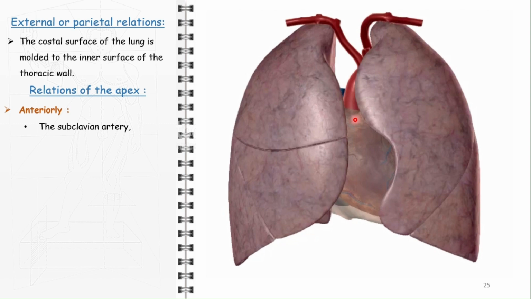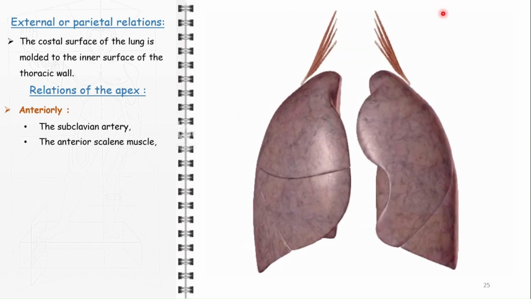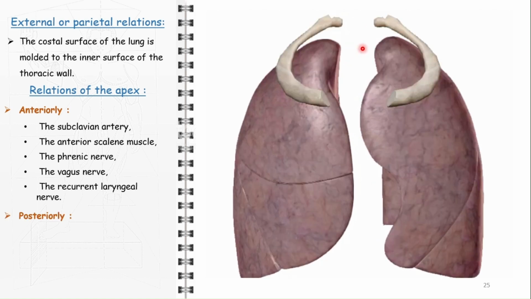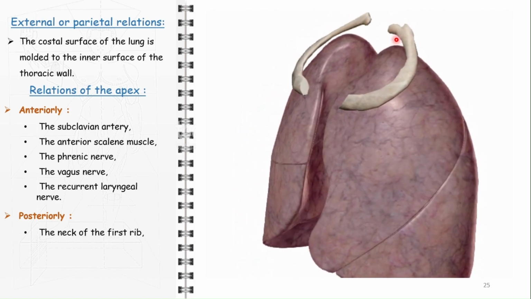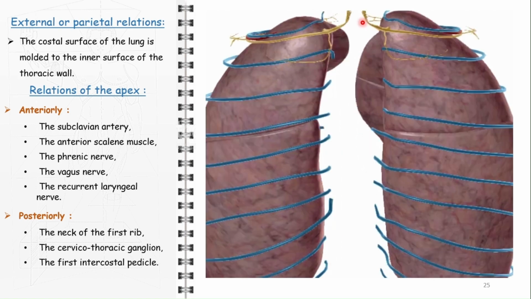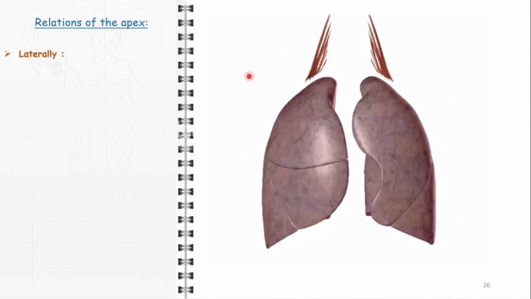Anteriorly, it is in contact with the subclavian artery, the anterior scalene muscle, the phrenic nerve, and the vagus nerve, giving rise to the recurrent laryngeal nerve on the right side. Posteriorly, it is in relation with the neck of the first rib, the cervicothoracic ganglion, and the first intercostal pedicle.